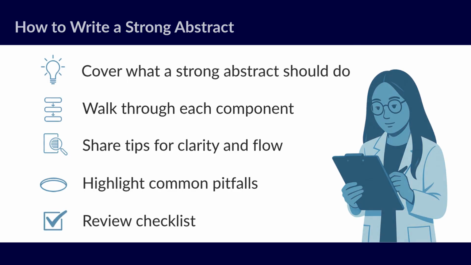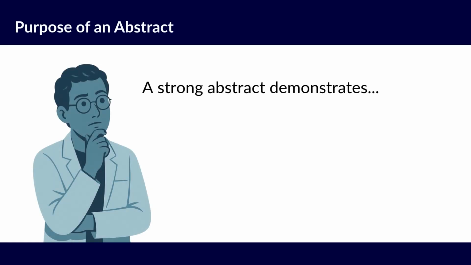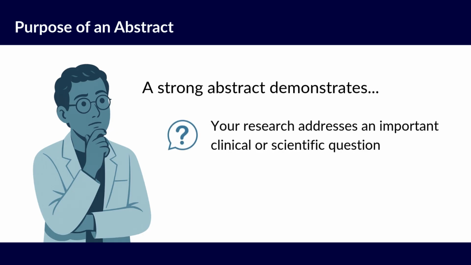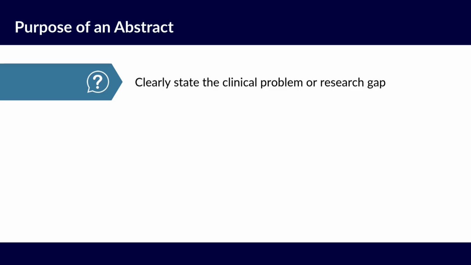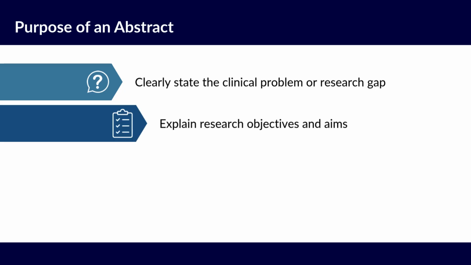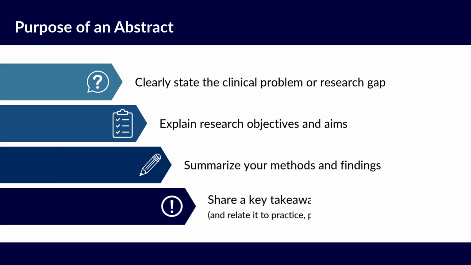ready to submit. So first, your abstract is an important opportunity to quickly demonstrate to reviewers and the audience that your research addresses an important clinical or scientific question, and that your methods and findings are rigorous and relevant. A strong abstract should clearly state the clinical problem or research gap that you are addressing, explain your research objectives and aims, summarize what you did and what you found, and then share a key takeaway, why it matters to practice, policy, or future research.